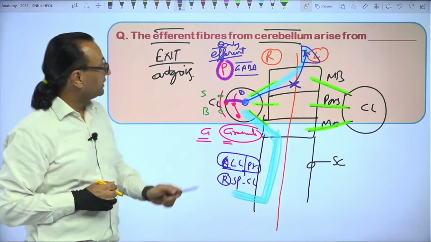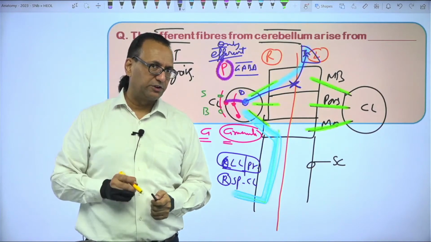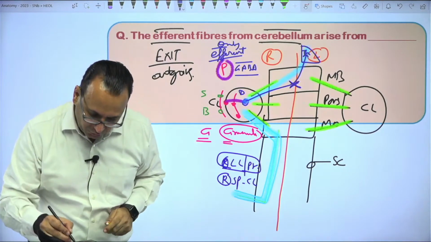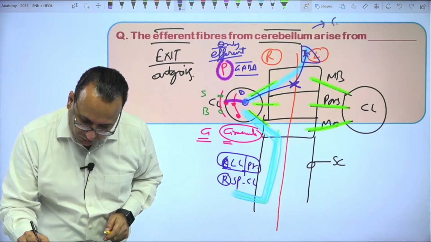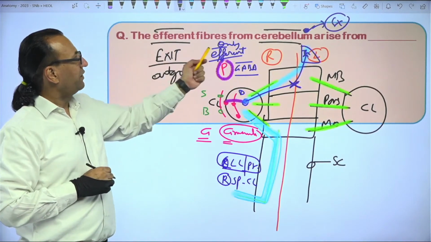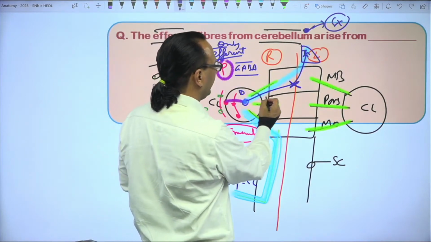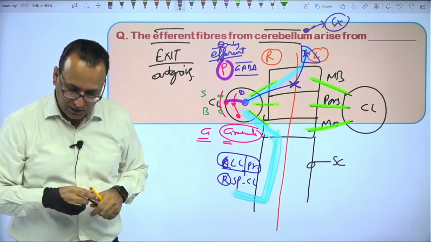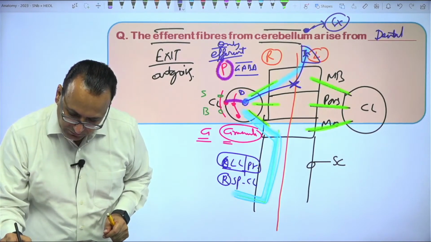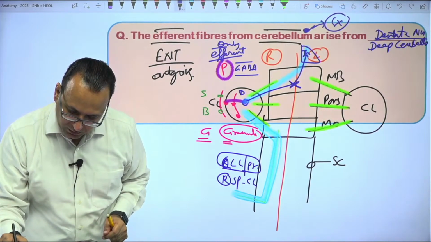Now, the question is asking efferent fibers from cerebellum. See, there is a difference. One question is efferent fiber from cerebellum, the other is efferent fiber from cerebellar cortex, and the answer will change. If they say efferent fibers from cerebellum, then your answer will be dentate nucleus, or you can say deep cerebellar nucleus.